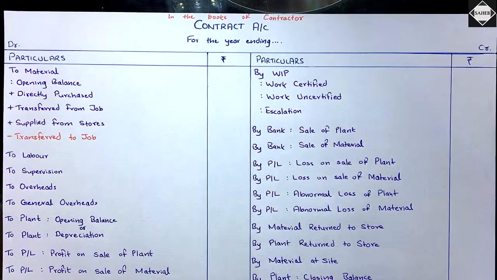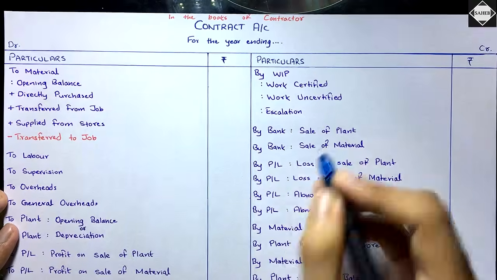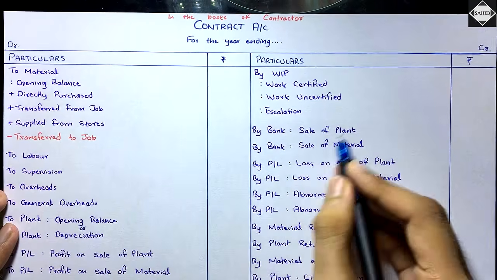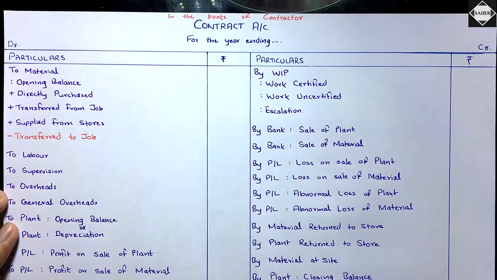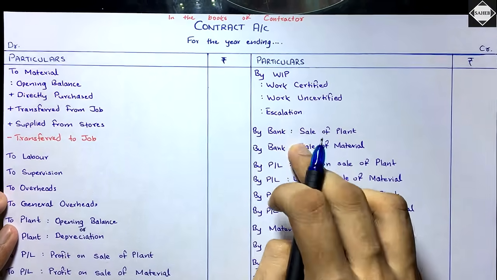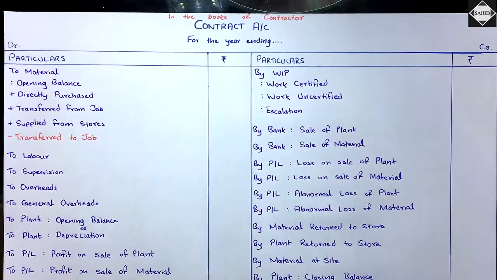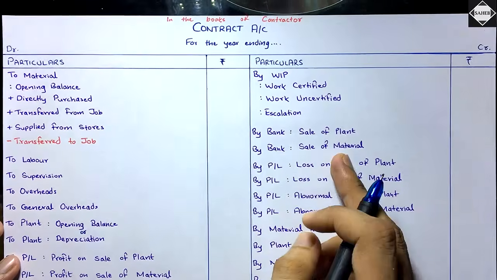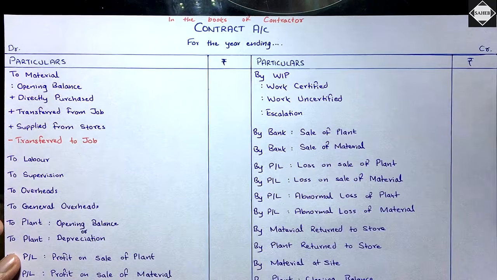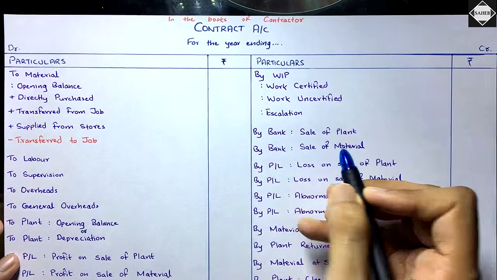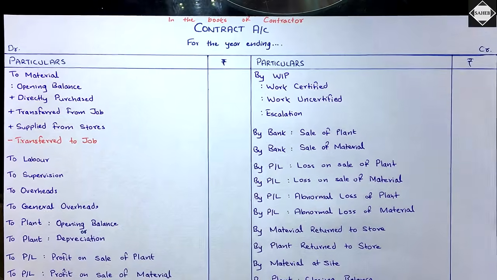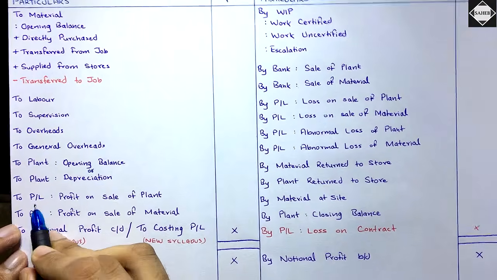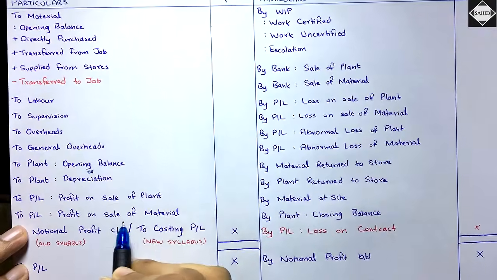Two ways you can think. Either you can see it as an income, or you can think like plant is going out, material is going out. So it will come over here, by bank, simple as that. But when you are selling the plant and the material, you can either sell them at a profit, more than the cost, or at a loss, less than the cost. So profit or loss can be there on the sale of plant and material. That also you have to record properly. If it's a profit, then you have to take it on the debit side, to profit and loss. Profit on sale of plant, profit on sale of material.